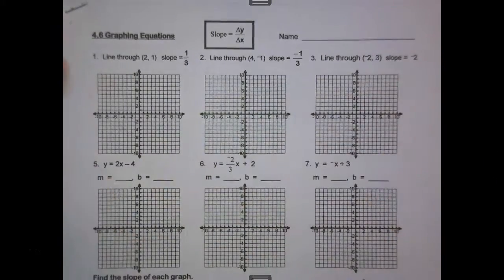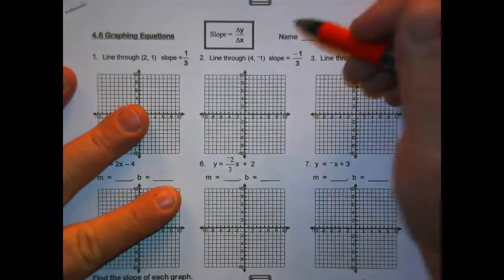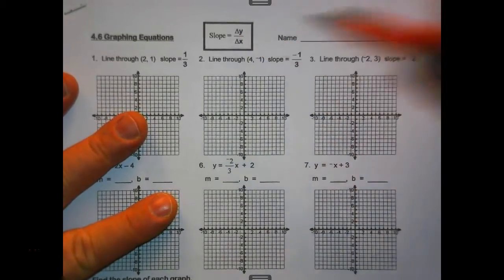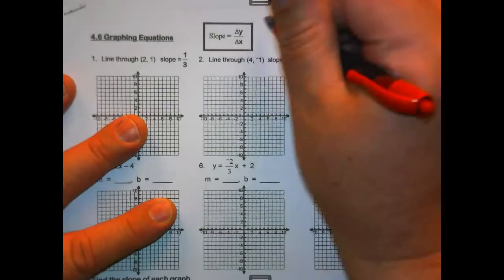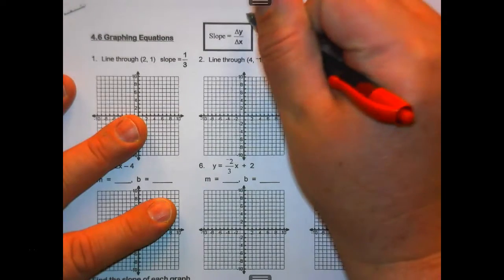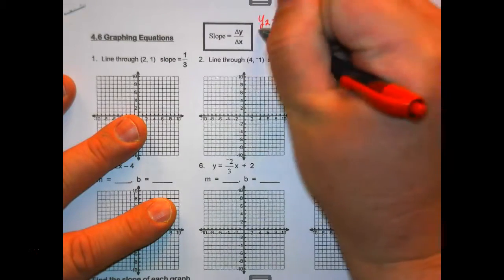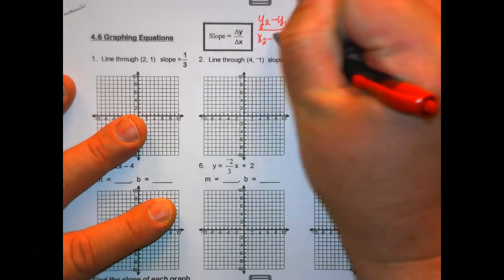Slope. Hey, watch the language. Slope is the change of y over the change of x, or in other words, we've been using y2 minus y1 over x2 minus x1.